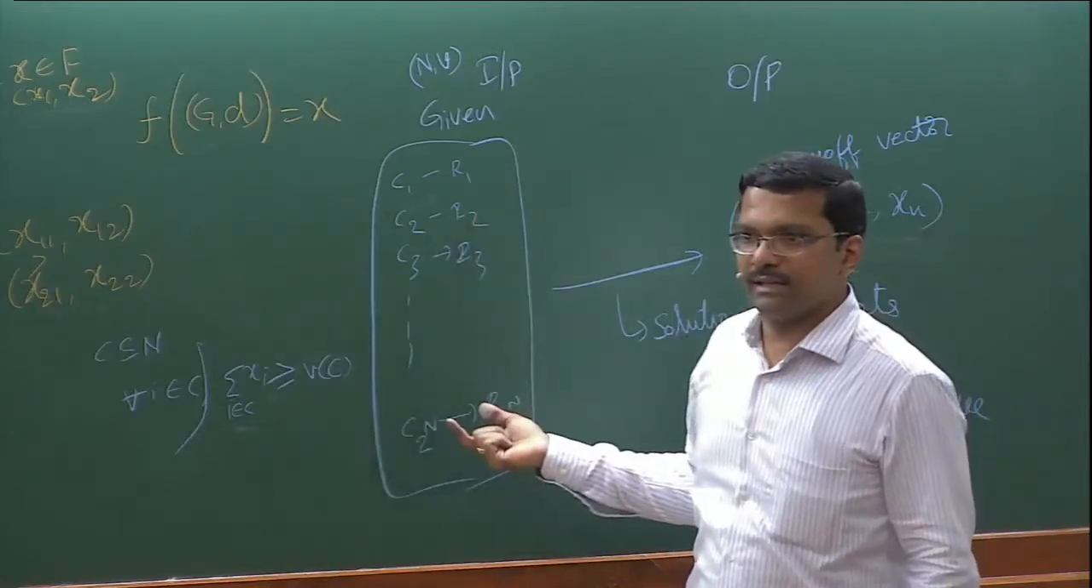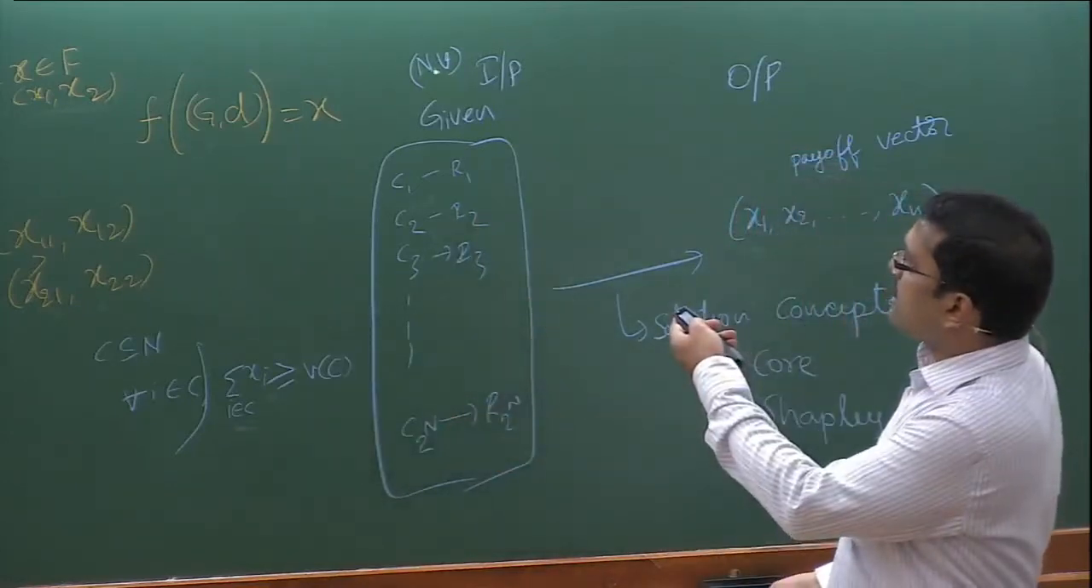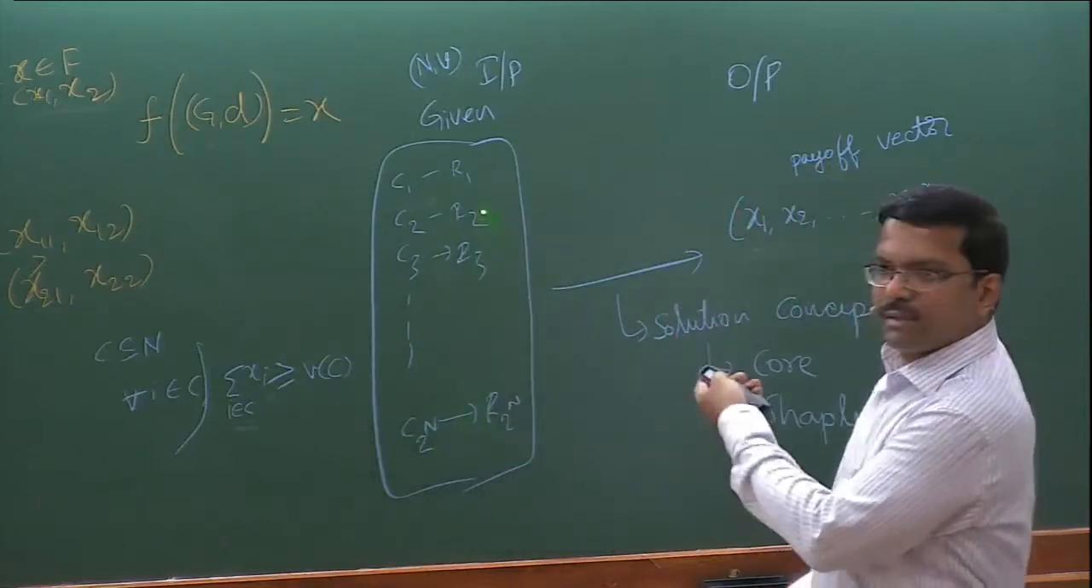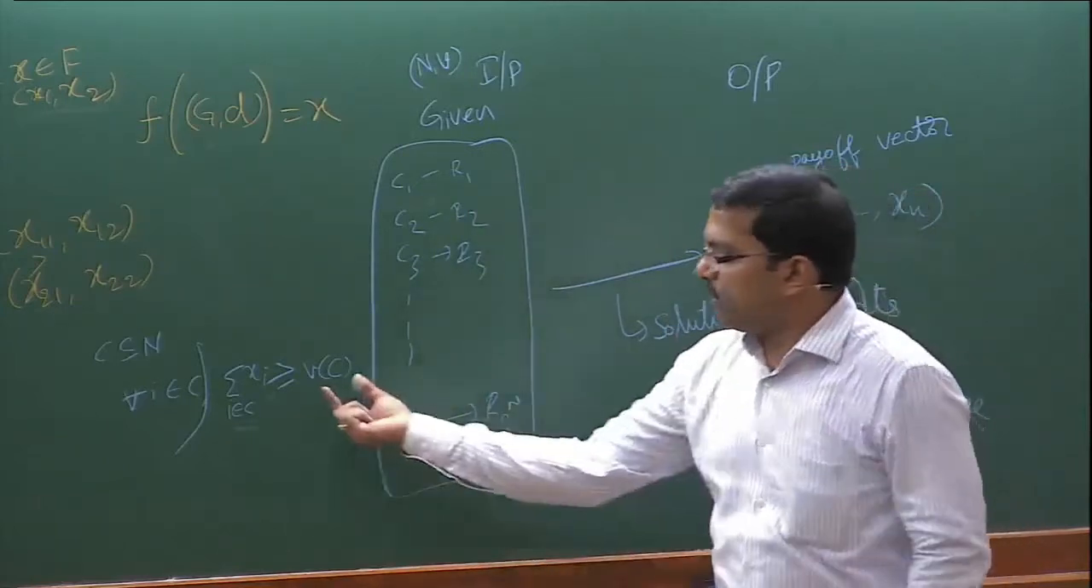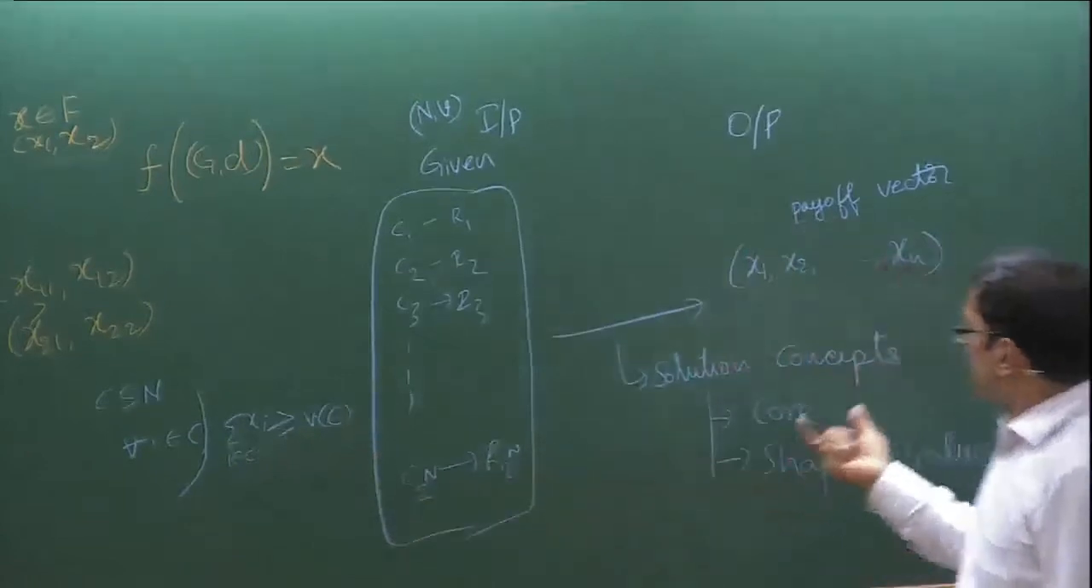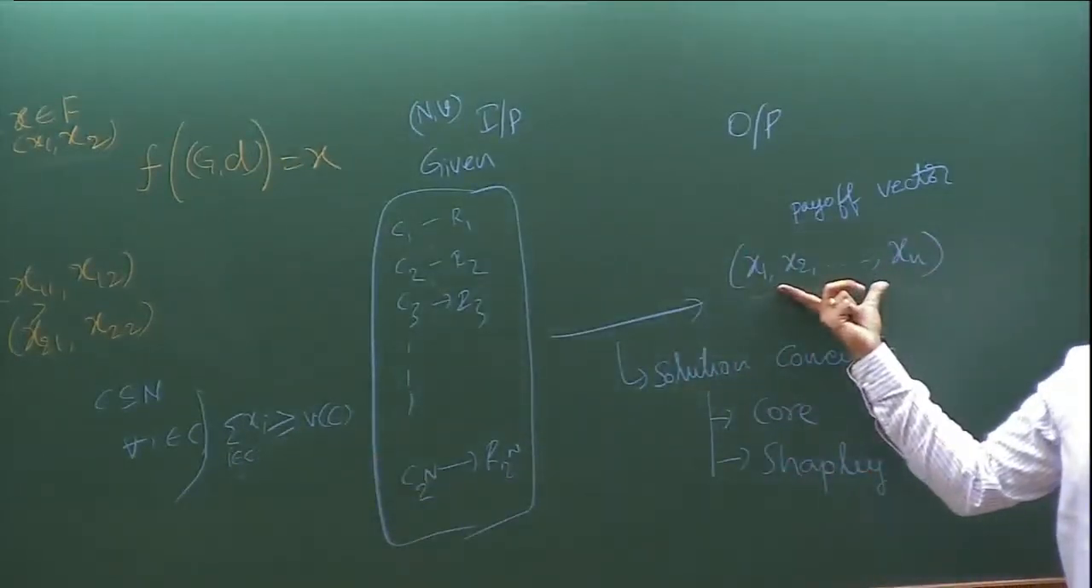This is the input, right? That's given in the input. Input is n comma v, where v is a set function. So that's part of the input. The input is given and you are supposed to derive a payoff vector x1, x2, etc.